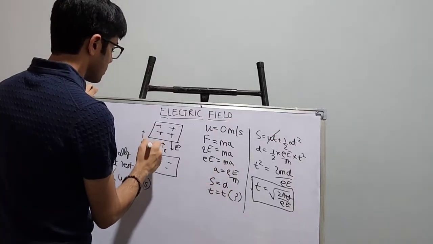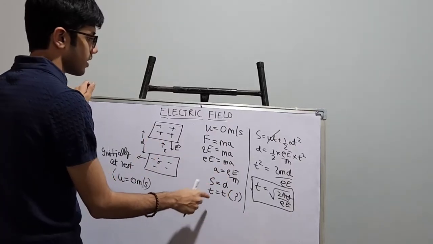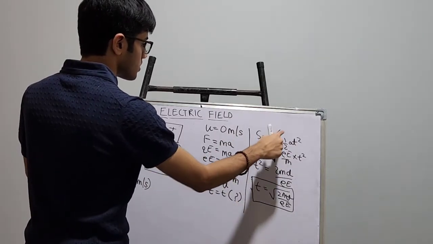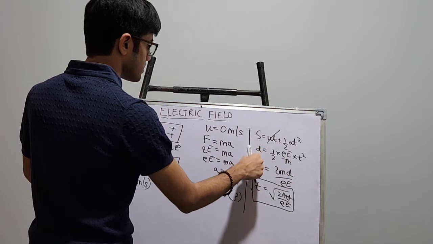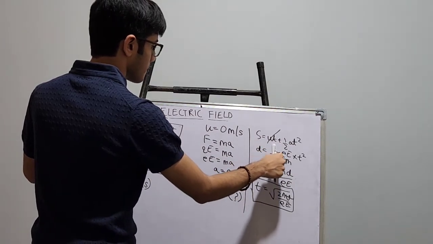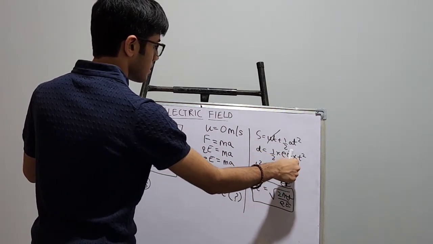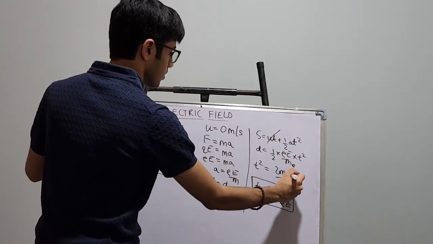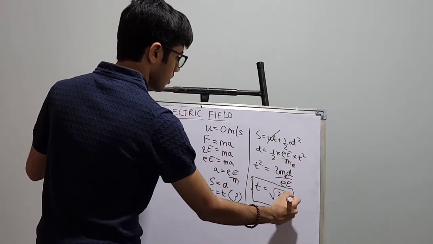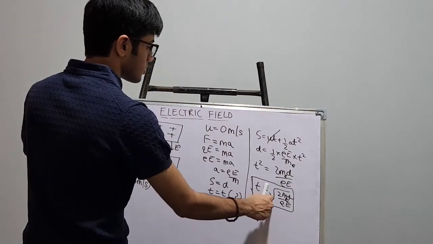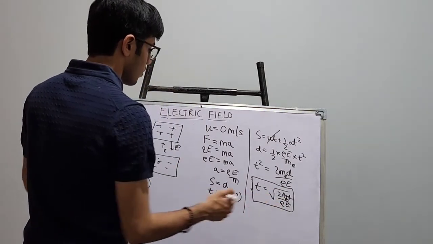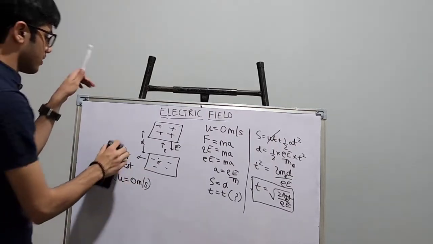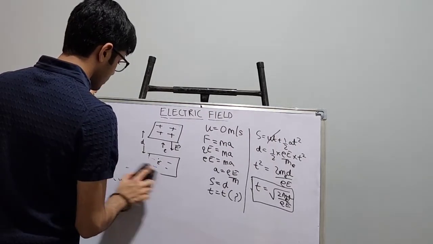S is nothing but the distance. t we need to calculate, so S is equal to ut plus half at squared. u is 0, so this term gets cancelled. S is D, so this is half. a is eE upon m, and this is t squared. m is actually the mass of the electron. So time taken is actually under root 2mD upon eE. So this is the time period for the metal sheets.